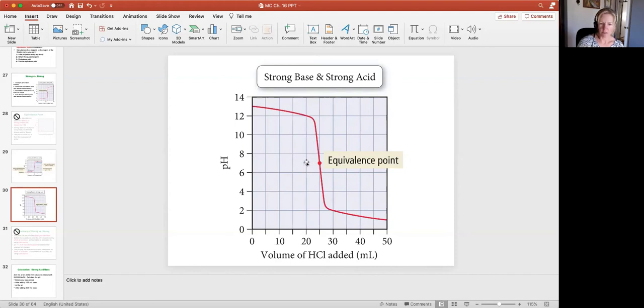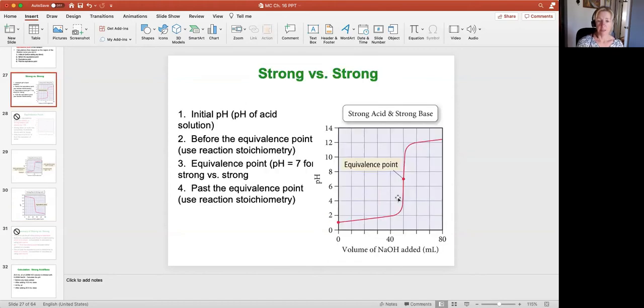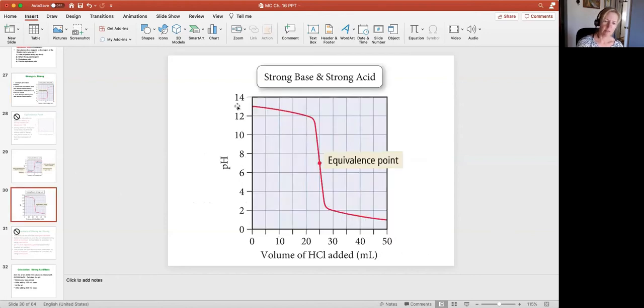So strong acid, strong base, your equivalence point is always going to be at pH 7. And then past this equivalence point, I'm just adding in excess acid. And so I'm going to see a really low pH here. This is a graph of a strong acid titrated with a strong base. This is a graph of a strong base titrated with a strong acid. So they look very similar. They both have equivalence points at pH 7. The only difference is your starting and ending pHs are going to be reversed.